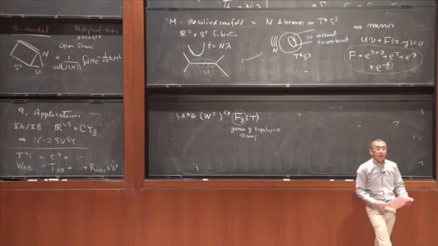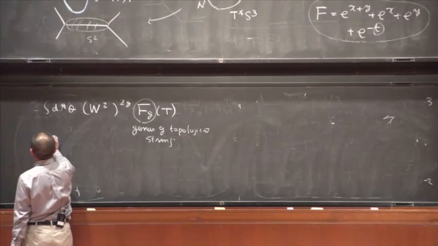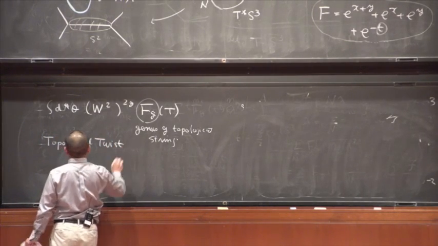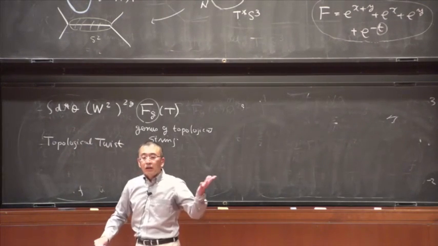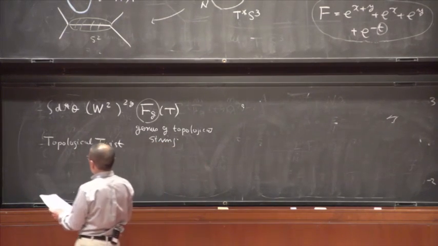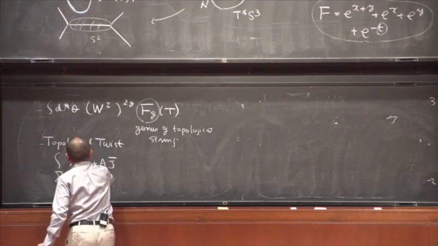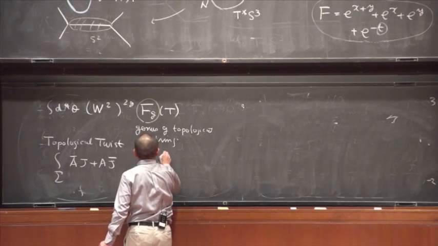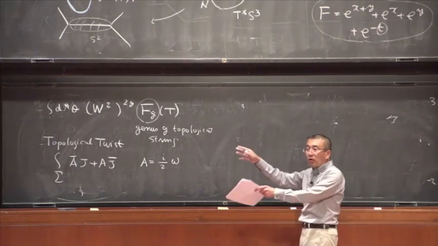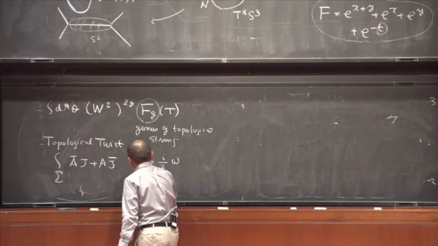So I would like to roughly explain why something like that can possibly be true. Okay? Remember that when you have a topological string, you have to do topological twisting. The topological twist is equivalent to introducing a background gauge field on the string worldsheet and coupling it to the U1 current, A-bar J plus A J-bar, and choosing this A to be equal to half of the spin connection. That's a prescription. However, if you have a worldsheet gauge field, then the U1 current is no longer conserved because there is a chiral anomaly.